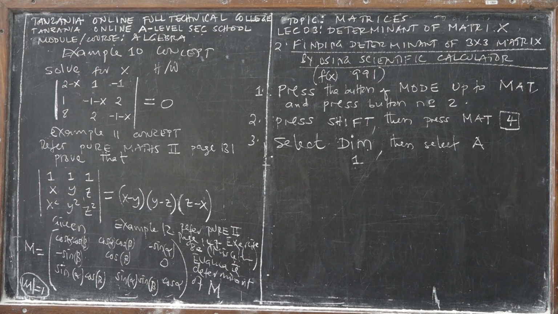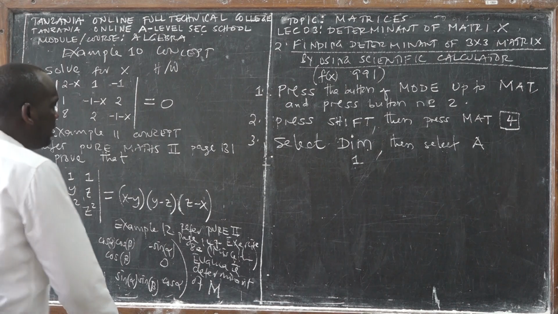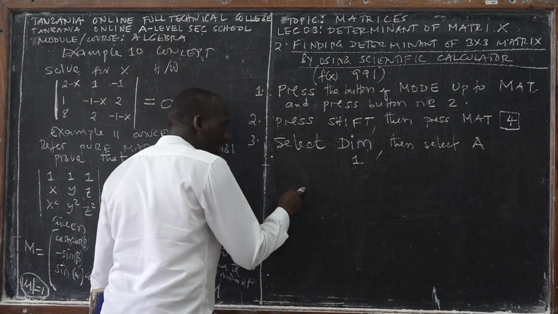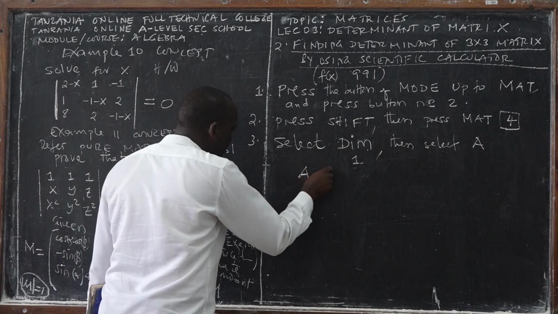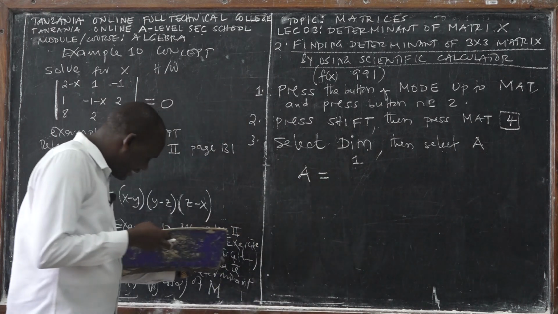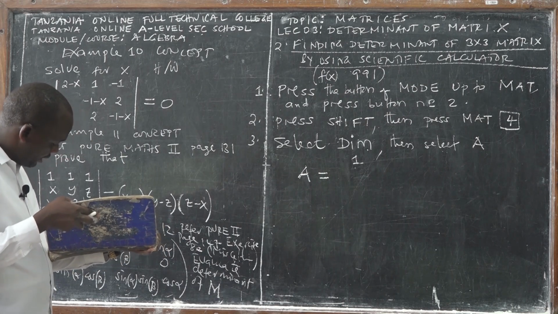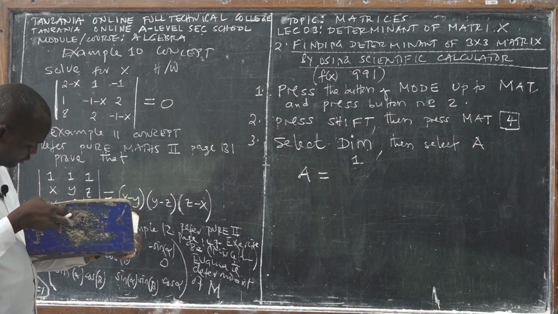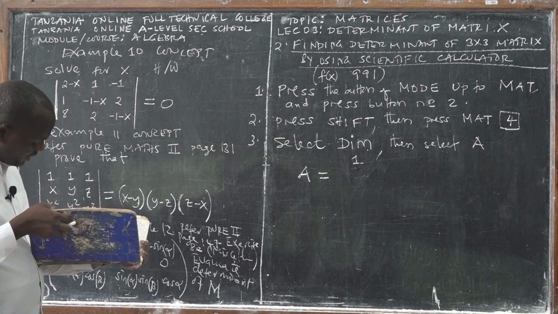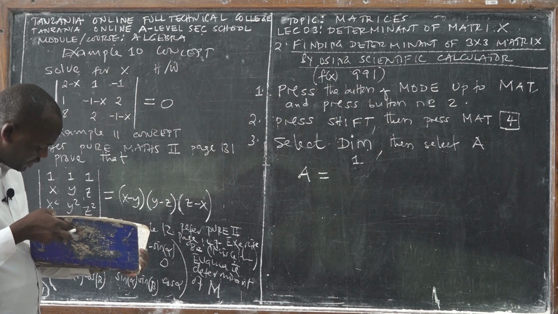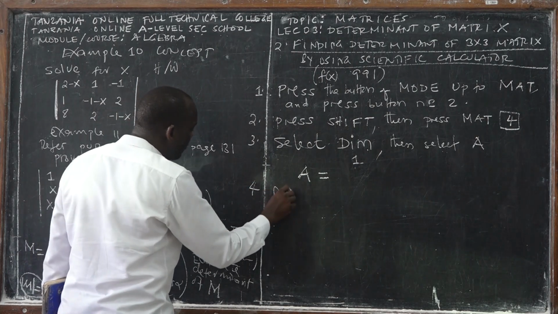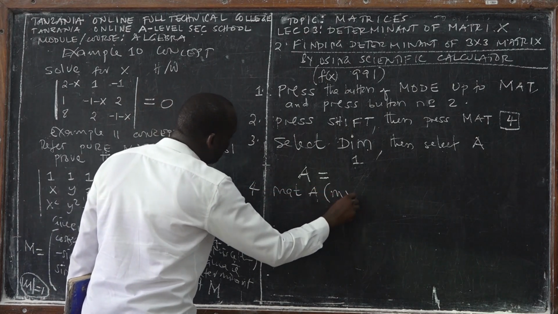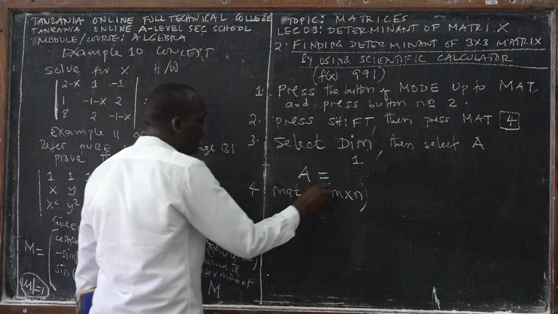What is the name of our matrix? A. So it means that on that scientific calculator, we are going to have A is equal to. After that, once you select A, you are asked: M times what? N, isn't it? So right now on your scientific calculator, you have Mat A and then M times N.